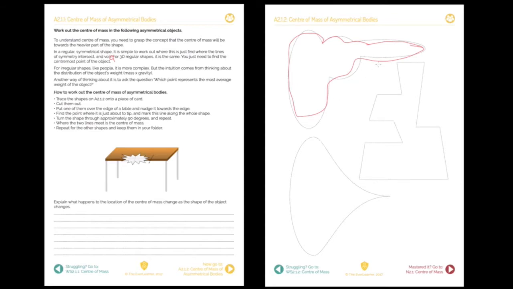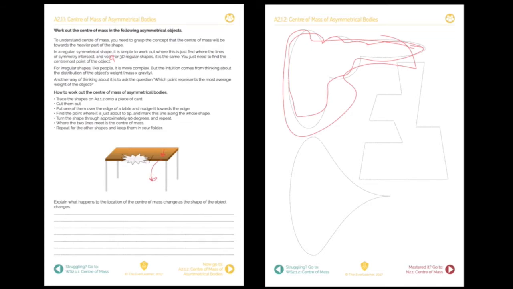So you take the shape, you put it onto a piece of card, you then cut the card out. And then what you can do is you can bring this card shape to here, and what we want the student to do is to push the shape off the edge of the table. And they keep pushing it and pushing it until it gets to the point where the paper is just about to fall off the table.